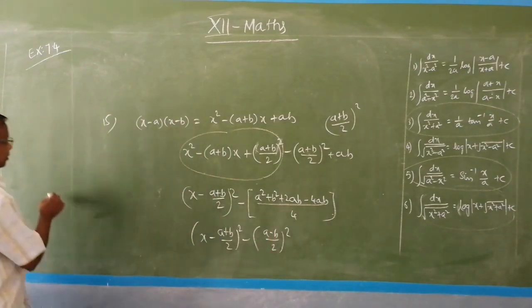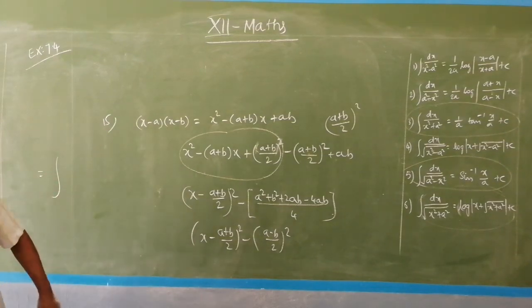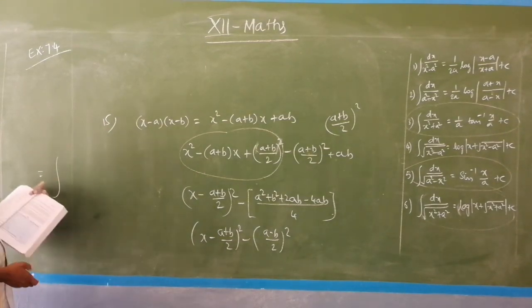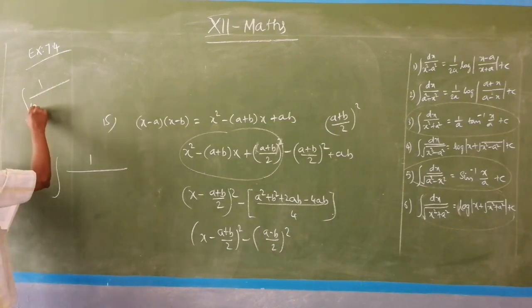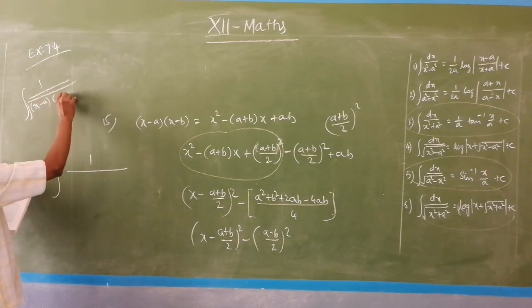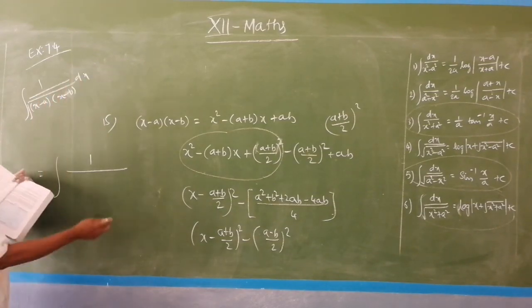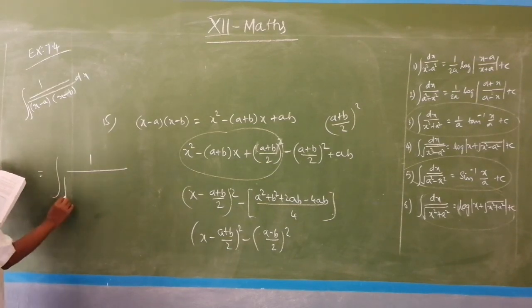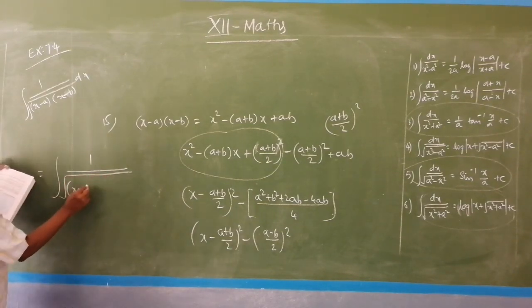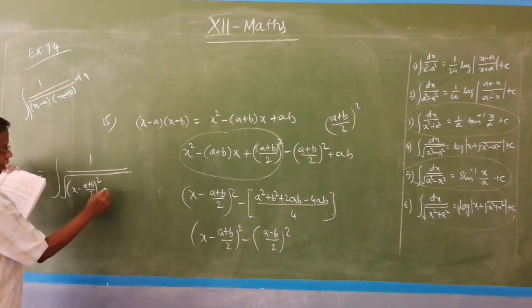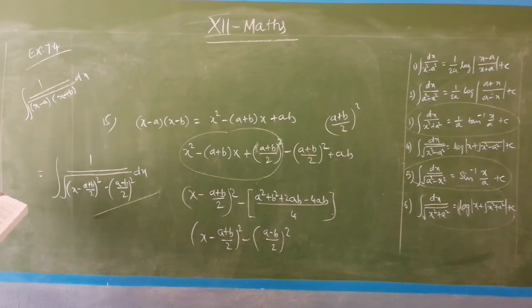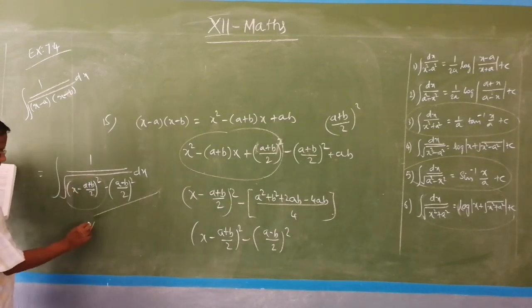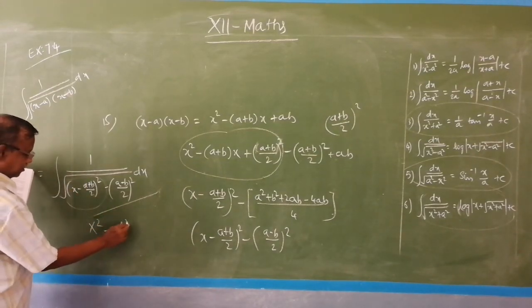So in the denominator, question number 15, integral 1 divided by root of x minus a into x minus b into dx, we can write this as integral root of x minus a plus b by 2 the whole square and minus a minus b by 2 the whole square into dx. So everything is like x square minus a square.